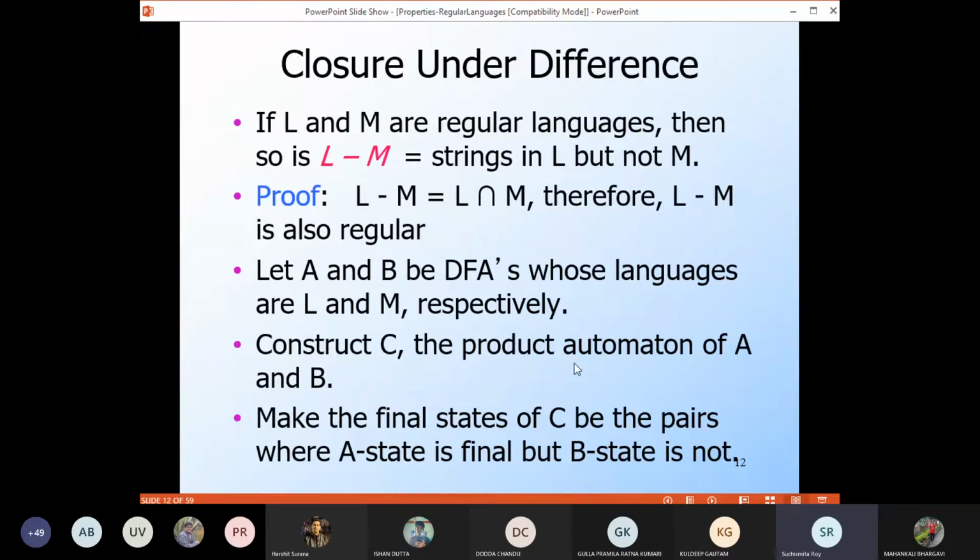Construct C, the product automaton of A and B. Now, how do you define the final states? Let the final states of C be the pairs where the A state is final. Why A state final? Because they have to be included in L, right? But the B state is not final because they must not exist in M. So all those strings which are accepted by L but rejected by M.